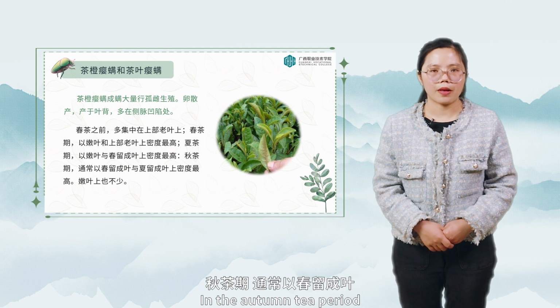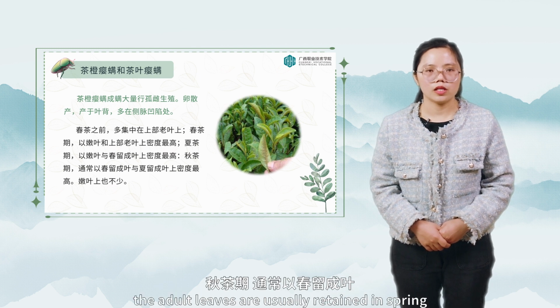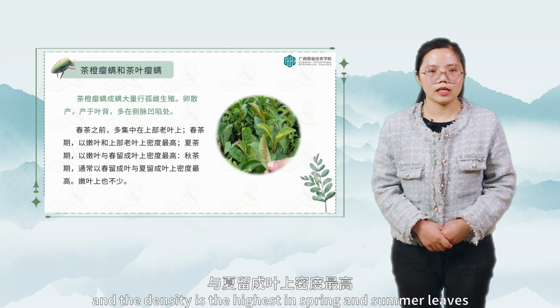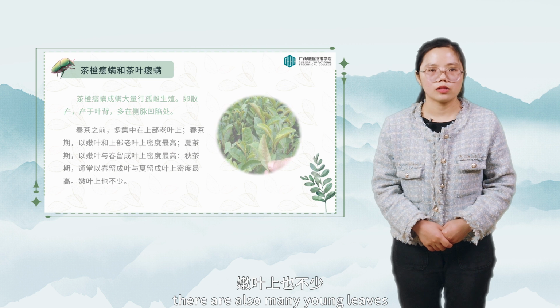In the autumn tea period, the adult leaves are usually retained in spring, and the density is the highest in spring and summer leaves. There are also many young leaves.